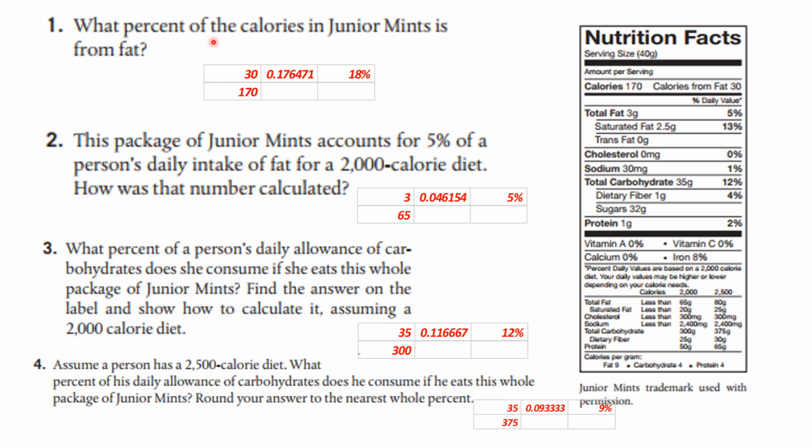So here, the percent of calories in Junior Mints from fat, there are 30 calories from fat. It's up here, 30. And there's 170 in the whole thing, so 30 over 170 is 18% if you round it that way. Now this is 5% of a person's intake.